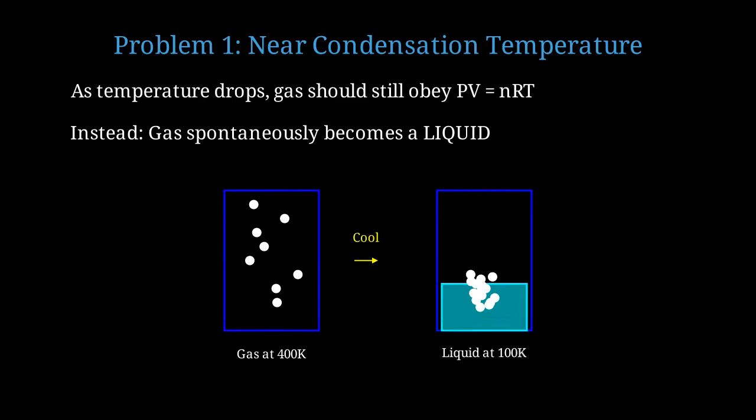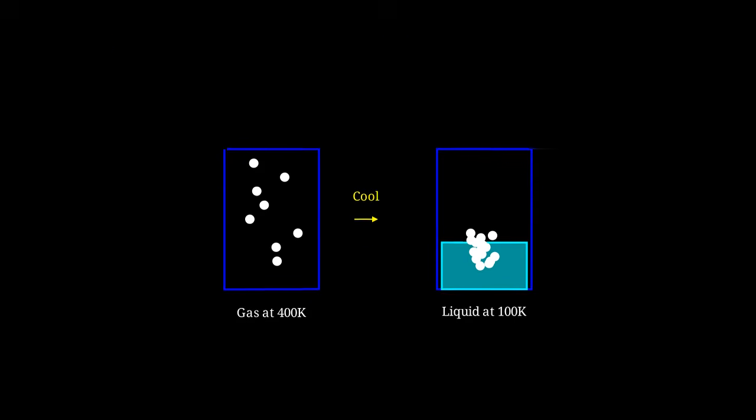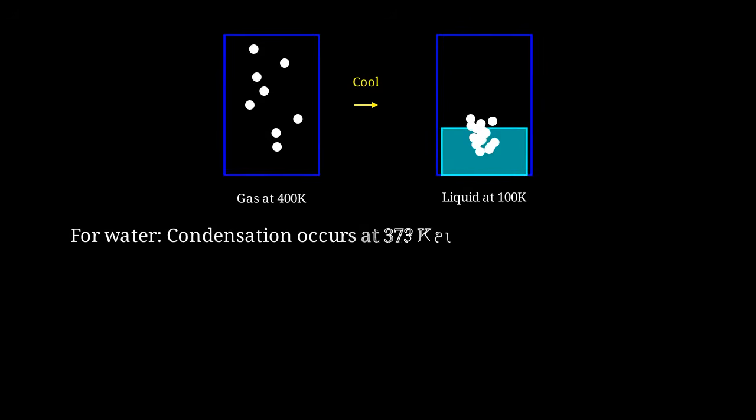Imagine cooling steam. At high temperature, it's a gas with molecules far apart. But at 100 degrees Celsius, it suddenly condenses into liquid water. The ideal gas law cannot predict this phase transition. For water, condensation occurs at 373 Kelvin or 100 Celsius at 1 atmosphere pressure.